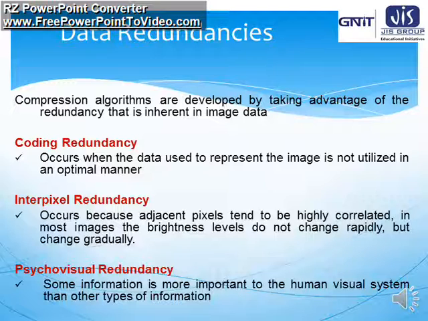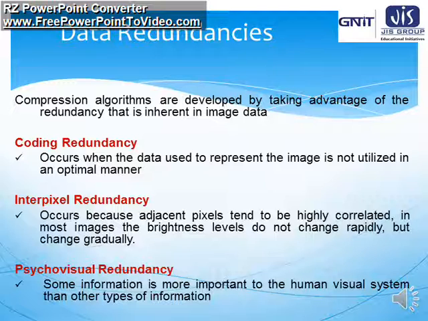Coding redundancy occurs when the data used to represent the image is not utilized in an optimal manner, whereas interpixel redundancy occurs because adjacent pixels tend to be highly correlated. In most images, the brightness levels do not change rapidly but change gradually. So all the pixels are close and the corresponding brightness level gradually changes but not abruptly or rapidly. So that's why this interpixel redundancy occurs.